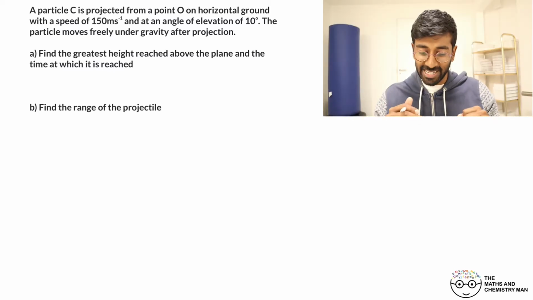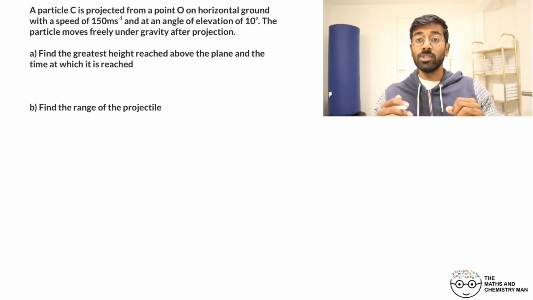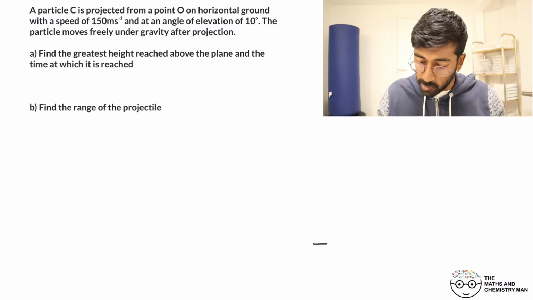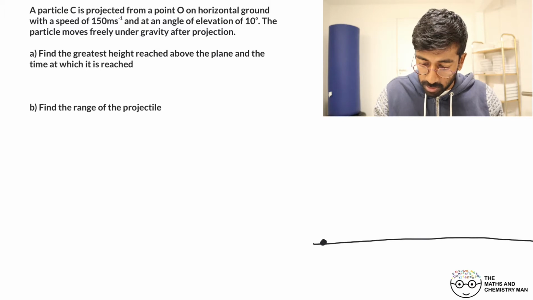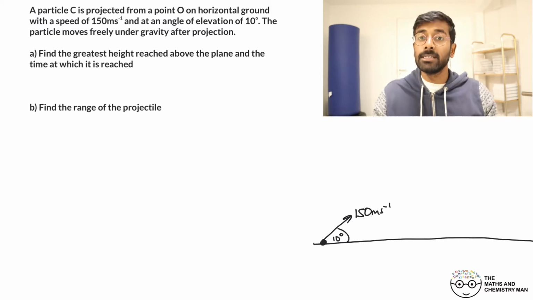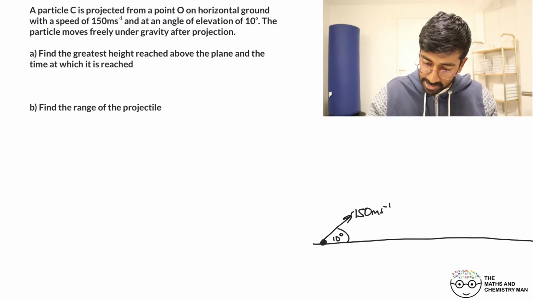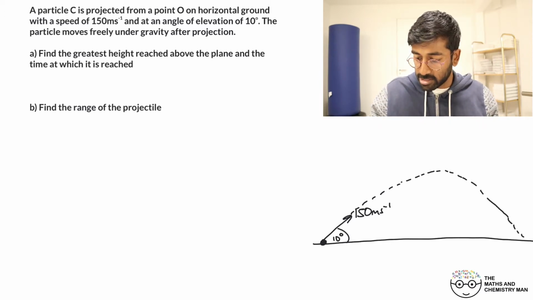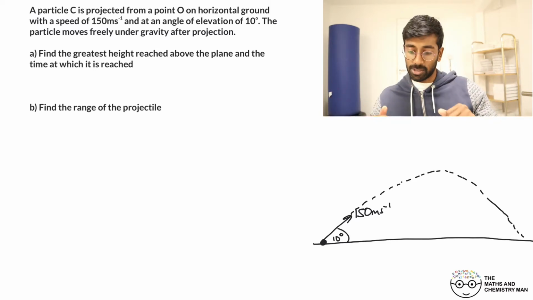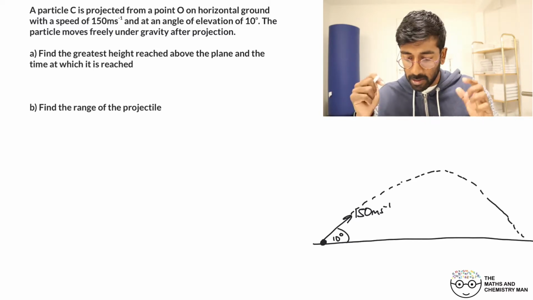Righto, let's get going. Now, as always, we should make a sketch to see what's actually happening. So we've got our particle over here. It's being shot out at 150 meters per second at an angle of 10 degrees. So there it is, something like this. So what's it going to do? Well, it's going to go up and then it's going to reach some point and then start to come back downwards and then eventually smash into the ground.